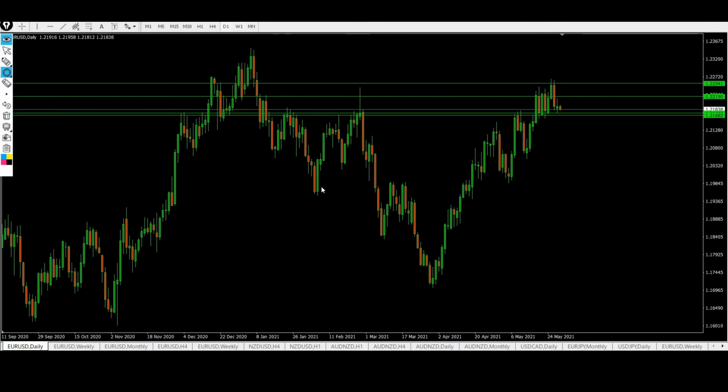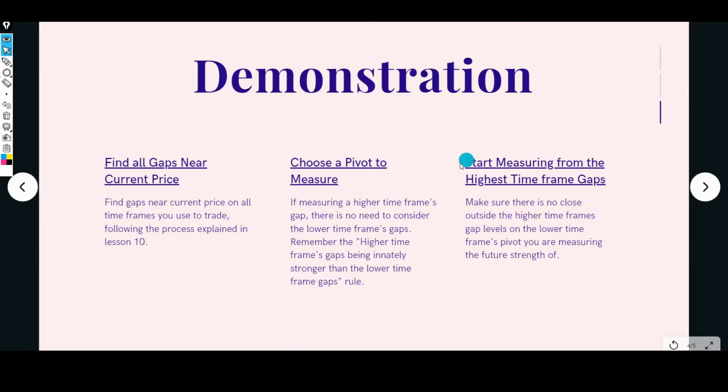So in other words, if we were going to use gaps to measure the future short strength of this daily pivot right here, then we have to take into consideration the weekly and the monthly chart's gaps to measure the future short strength of this daily pivot here. However, we do not have to find the gaps on any time frame under this daily chart. Okay, number 3. Start measuring from the highest time frame gaps. Make sure there is no close outside the higher time frame's gap levels on the lower time frame's pivot you are measuring the future strength of.